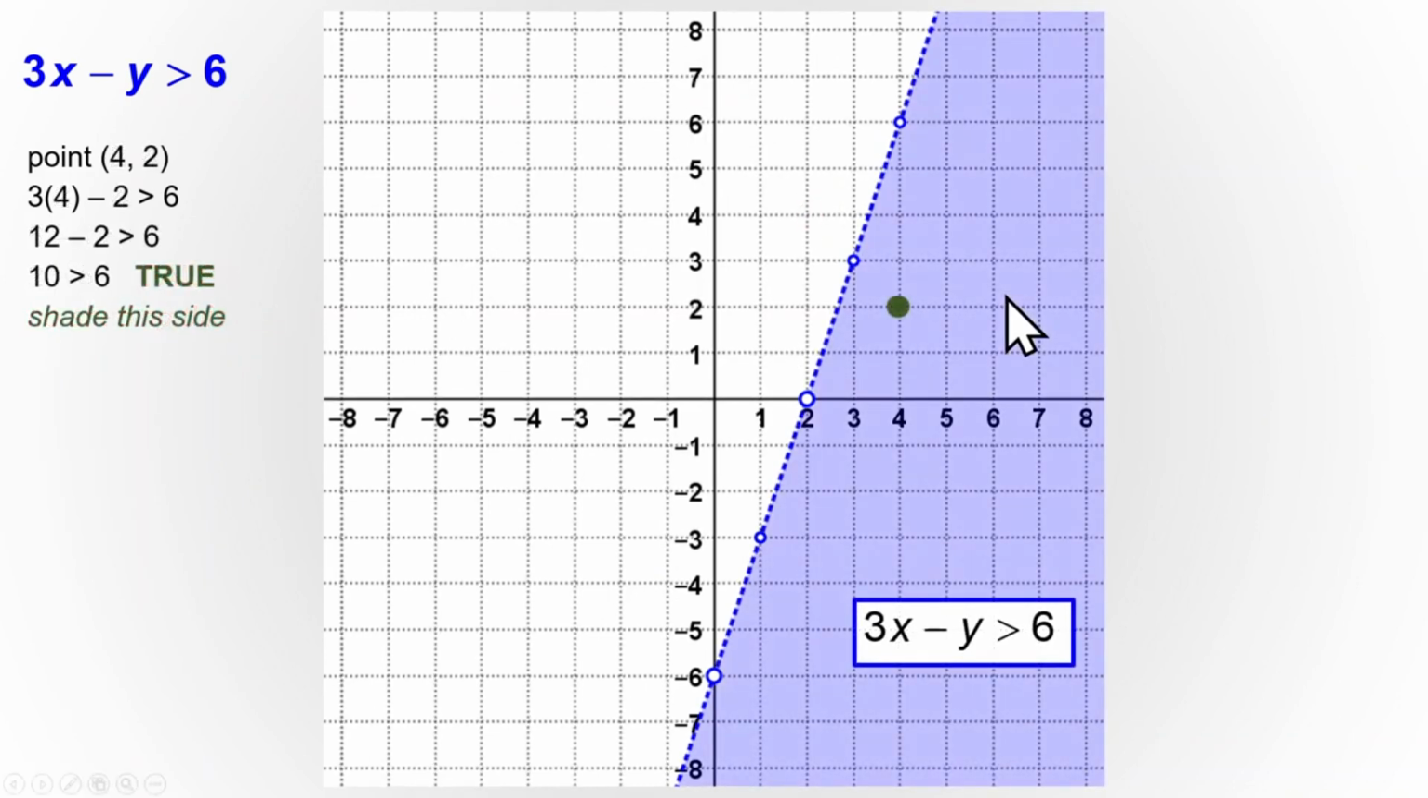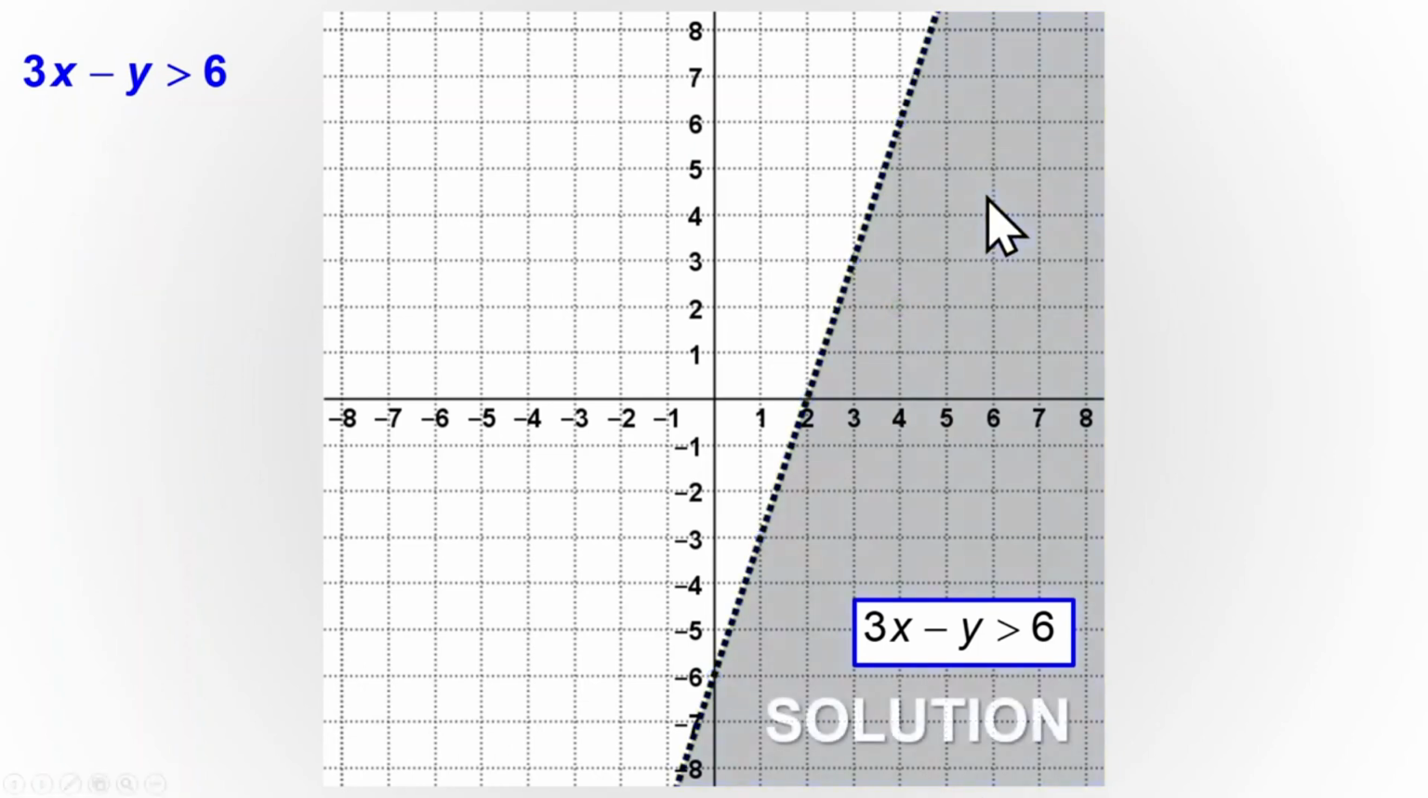Let's say (4, 2). Now if I go 3 times 4 minus 2, that's 12 minus 2, which is 10. 10 is greater than 6, so not only will this point work, but all these points over here will work as well. So that's why I shaded this side, and that's what makes this side the solution to our inequality.